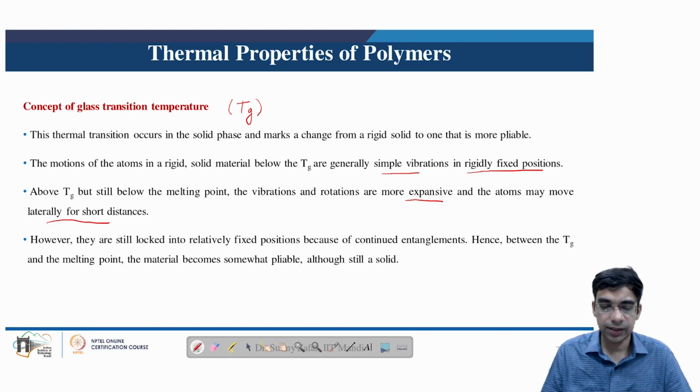However, the atoms are still locked to their relatively fixed positions and their continued entanglements. Hence, in the temperature range between Tg, the glass transition temperature, and the melting point, the material somewhat becomes malleable, although it is solid. And many a time in the manufacturing process, it is desired that the temperature range during manufacturing should remain between the glass transition temperature and the melting temperature of the respective polymer.